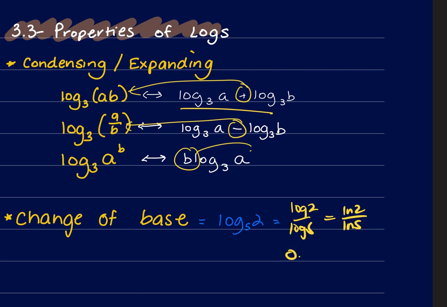This would be 0.4301, 06, which becomes 1.